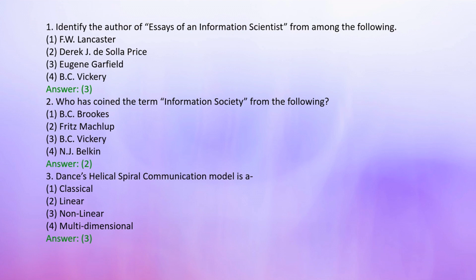Number 2. Who has coined the term information society from the following? Number 1. P.C. Brooks. Number 2. Fritz Machlup. 3. B.C. Vickery and 4. N.J. Belkin. And correct answer is 2. Fritz Machlup. Number 3. Dance's helical spiral communication model is a number 1. Classical, number 2. Linear, number 3. Non-linear and 4. Multi-dimensional. And correct answer is non-linear.